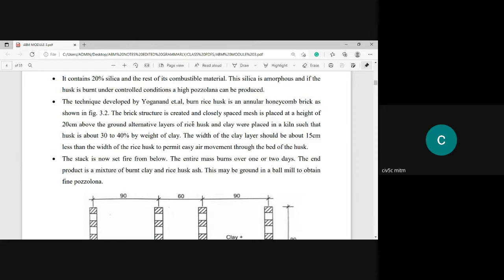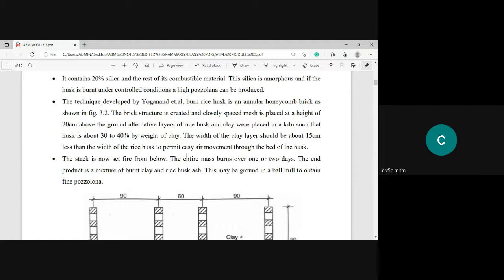with alternating layers of rice husk and clay placed in a kiln such that the husk is about 30 to 40% by weight of the clay. So whatever clay you are putting, more amount of clay means less amount of husk. That means 30 to 40% by weight of clay. The width of the clay layer should be about 15 centimeter less than the width of the rice husk. You should place it in such a way that the width of the clay layer is less and the width of the rice husk layer is more.